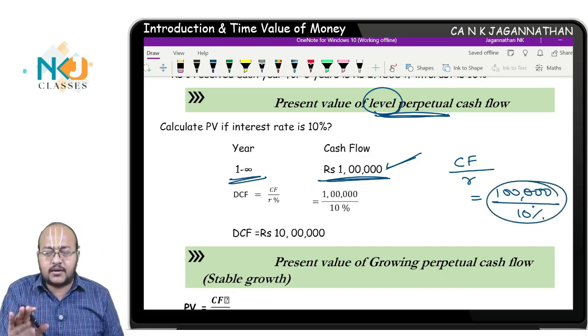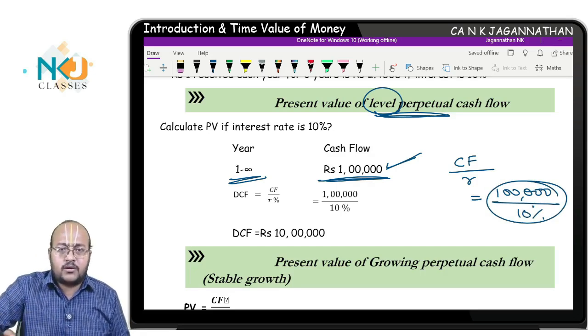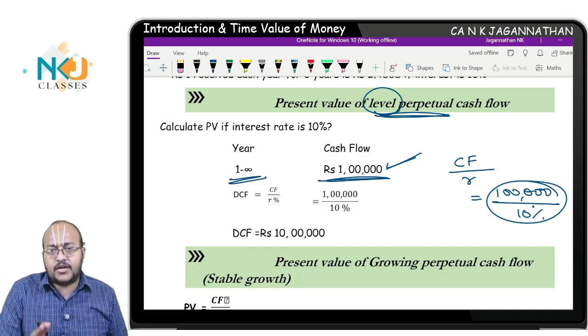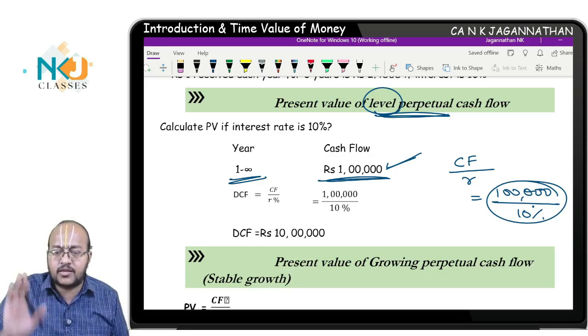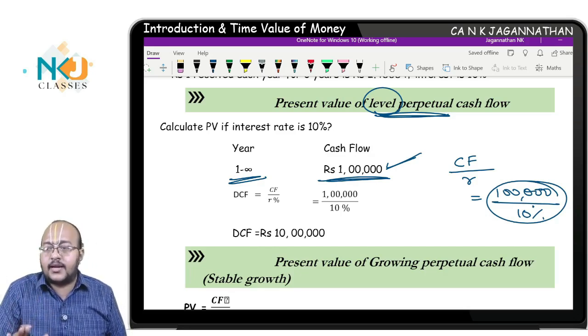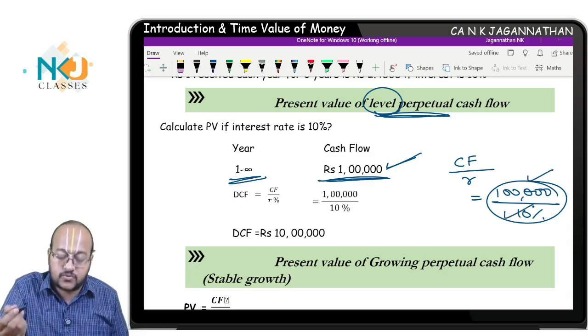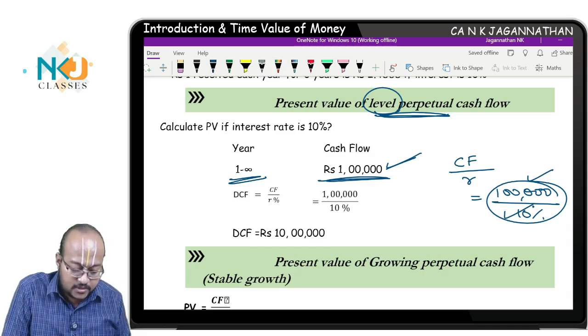Suppose you have deposited 10 lakh rupees in the bank, and every year they will pay interest at 10%, and forever they will pay, let us assume. Then what will happen? The 10 lakh rupees into 10% becomes your interest, right? So interest divided by the rate of interest will give you the amount to be deposited. That's the present value, correct?